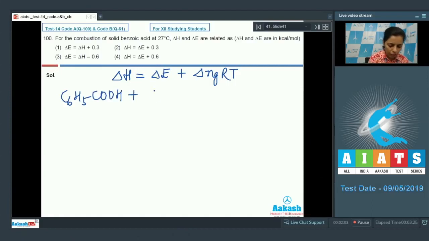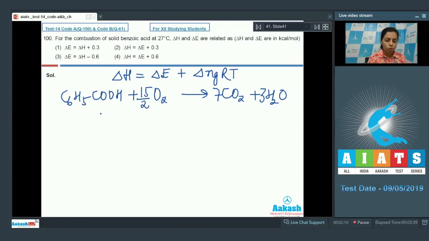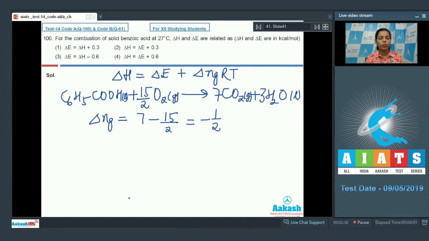Now, for the process of combustion of benzoic acid, I'm going to write it in the form of a chemical equation. CO2 and H2O are formed. In this case, 7 CO2, I'm just balancing the reaction. This would become 15 by 2 for oxygen. So what would be the value of delta ng? We have to consider the gaseous moles: benzoic acid is in solid state, oxygen in gaseous state, carbon dioxide in gaseous state, and water in the liquid form. So it would become 7 minus 15 by 2, and this gives you minus 1 by 2. This would be the value of delta ng.